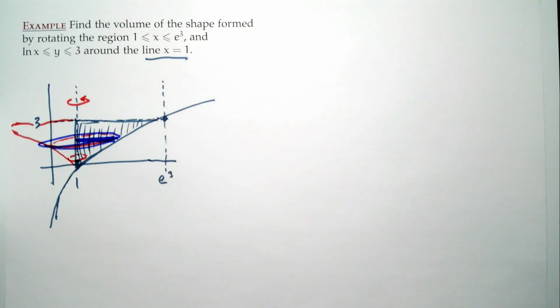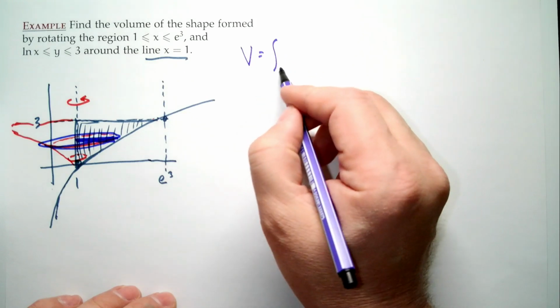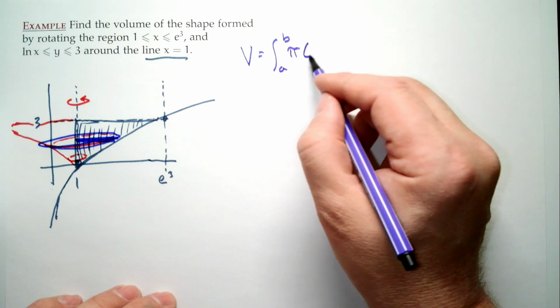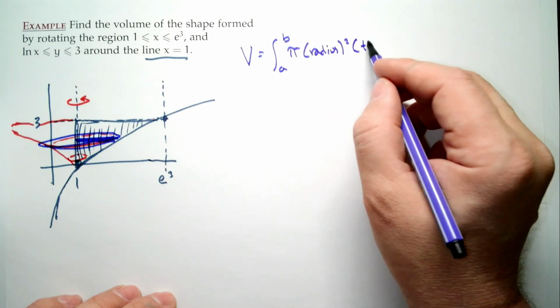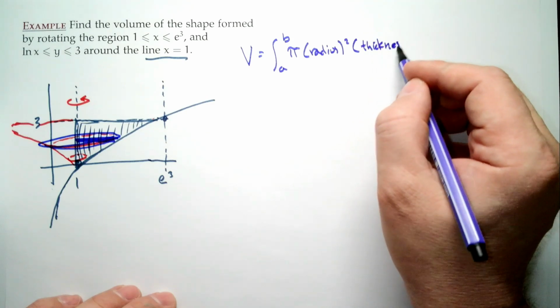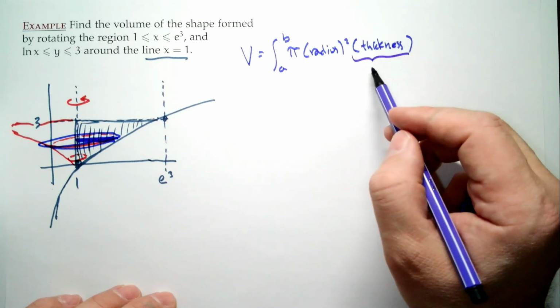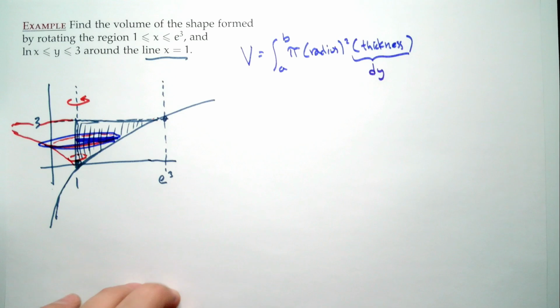Okay, so we think about what we need. Our basic formula says volume is the integral a to b. There's a pi, and then radius squared, and then there's a thickness, which you can think of as a height, if you like. We're integrating with respect to y, so our thickness is a small change in y, so that becomes a dy. Now we need to think of our radius.